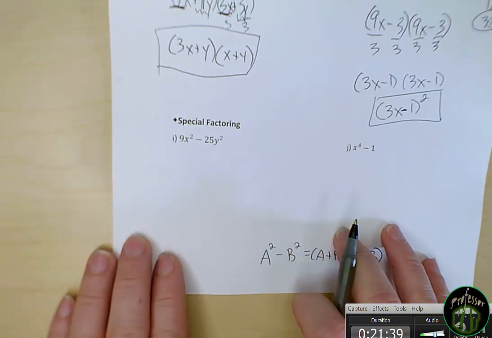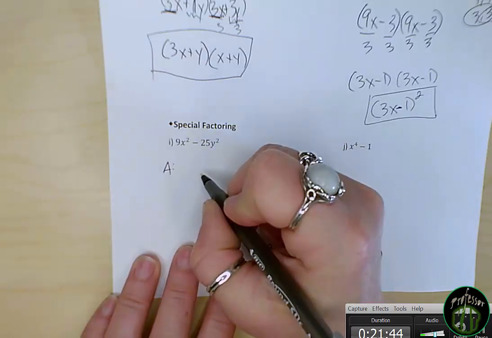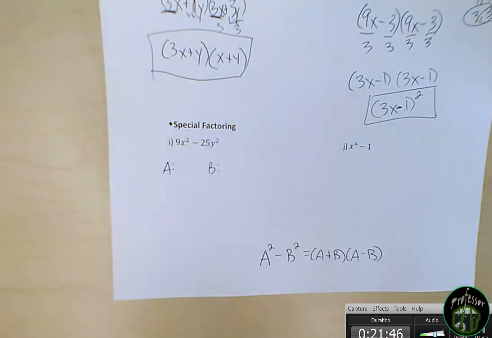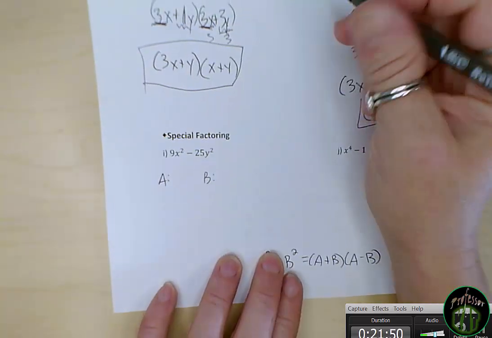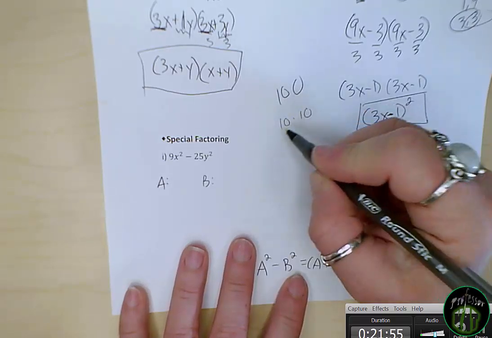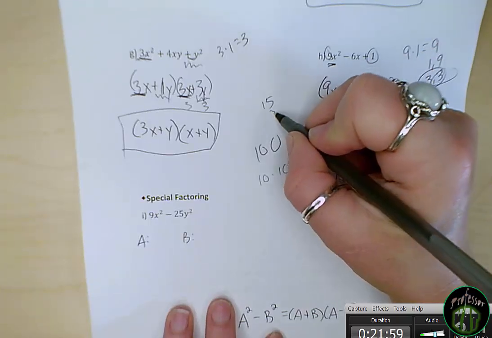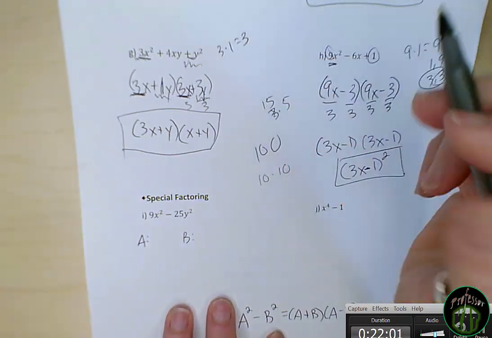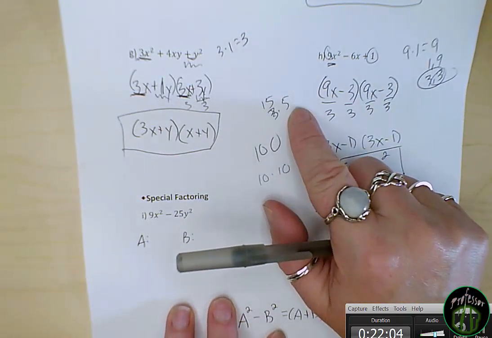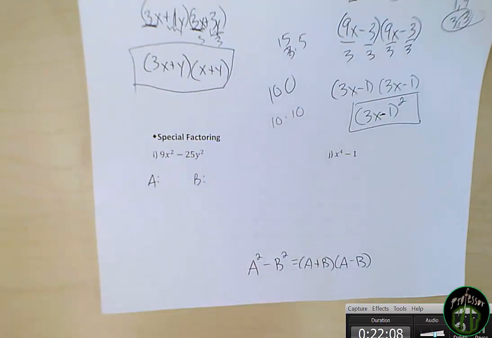Third thing is they must both be perfect squares, which means that the same factor times the same factor can multiply to get it. So, for example, 100 is a perfect square because 10 times 10 gets you that. 15 would not be a perfect square. 3 times 5 gets you 15, but 3 and 5 are not the same thing, right? 10 and 10 are the same thing, and they multiply to get 100. So that's what we're talking about with the perfect square.